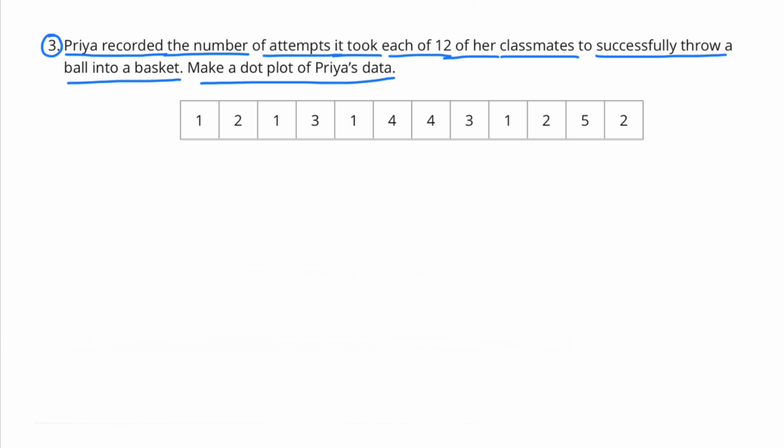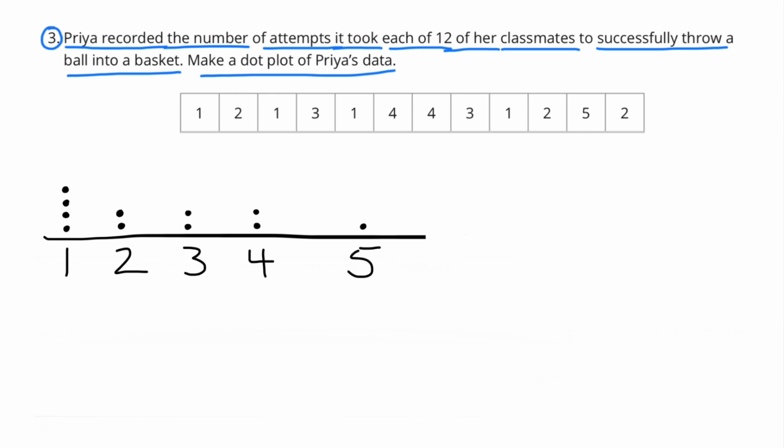Number 3. Priya recorded the number of attempts it took each of 12 of her classmates to successfully throw a ball into a basket. Make a dot plot of Priya's data. Here you can see I've drawn a dot plot with numbers 1, 2, 3, 4, and 5, and then I placed the dots above those numbers to represent the data that Priya collected. 4 people made the basket in their first attempt, 2 people made a basket on their second attempt, 2 people made a basket on their third attempt, 2 people made a basket on their fourth attempt, and 1 person made a basket on their fifth attempt.